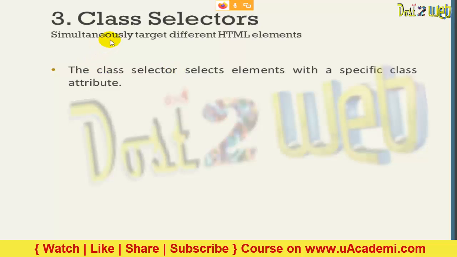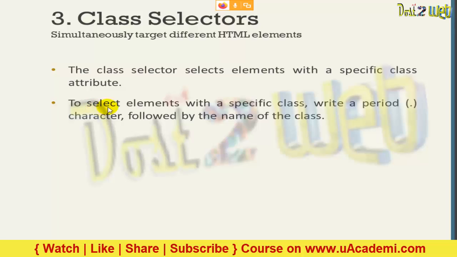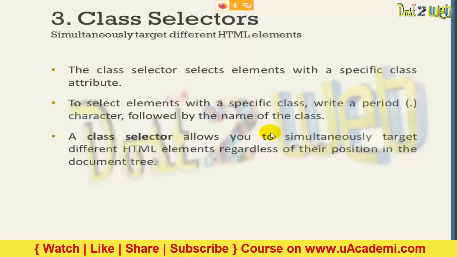The class selector selects elements with a specific class attribute. You have to use a specific class attribute. To select elements with a specific class, you have to use the period symbol, that is the dot symbol, before the name, followed by the name of the class you have used. That's why I said you have all copied the element. That's why you are using dot in your CSS.